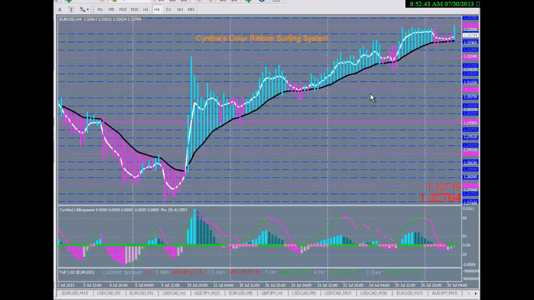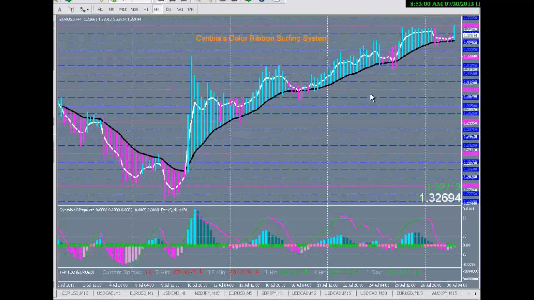I'm just showing you an overview here first in a 4-hour chart. We don't actually trade this in a 4-hour chart, but I just want to show you the chart setup and the basic premise behind this trading system.